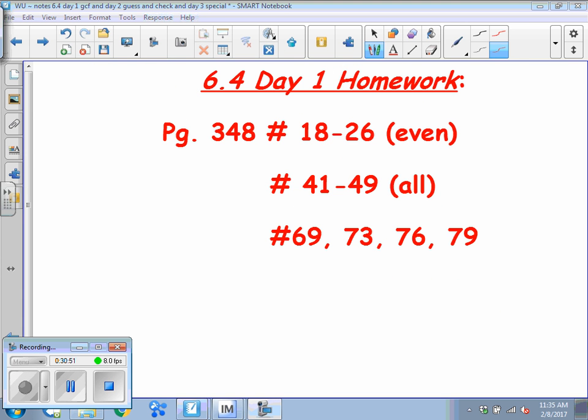So your homework is up here. Like I said, I can put it on Edmodo also. For these four, the first set of problems, you just need to find the greatest common factor. For the second set, you're going to be factoring using grouping. And then the last set, you're going to be factoring and then solving.